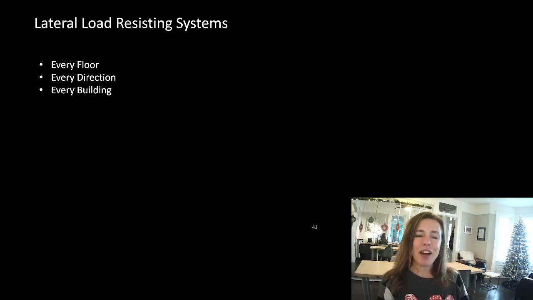Okay, lateral load resisting systems. What the heck are they and what do they do? Before I even go any further, I want you to know that every single building in each direction on every floor needs a lateral load resisting system. The lateral load resisting system is the thing that stops it from tipping over. Everything needs a lateral load resisting system.